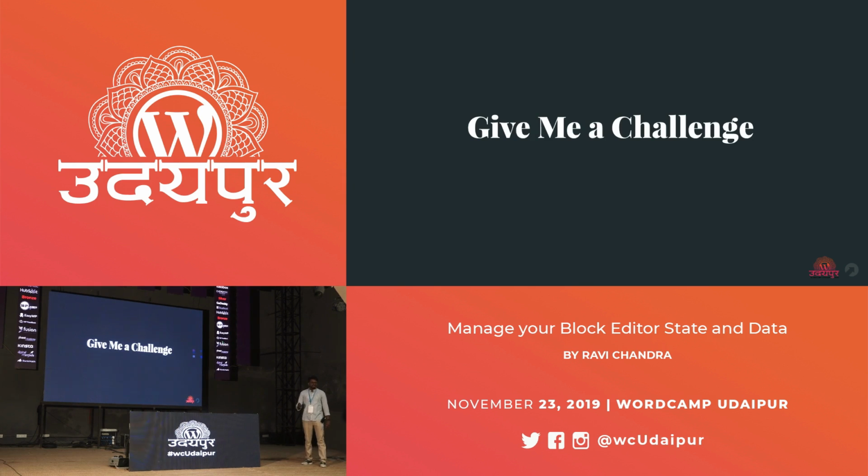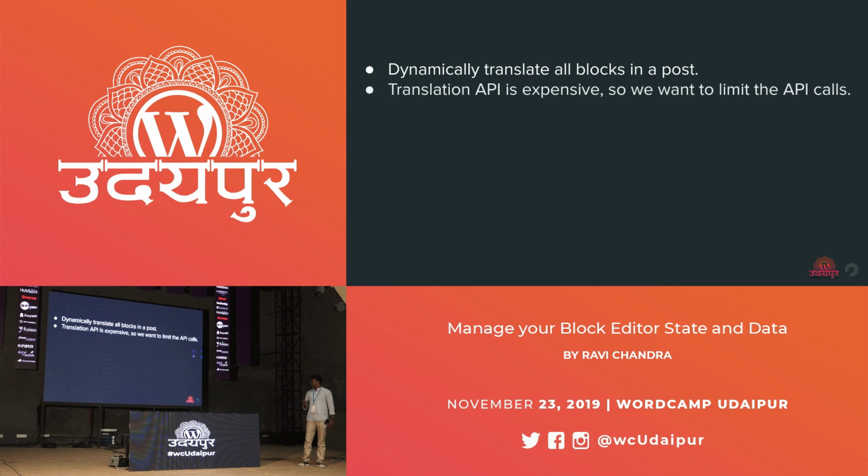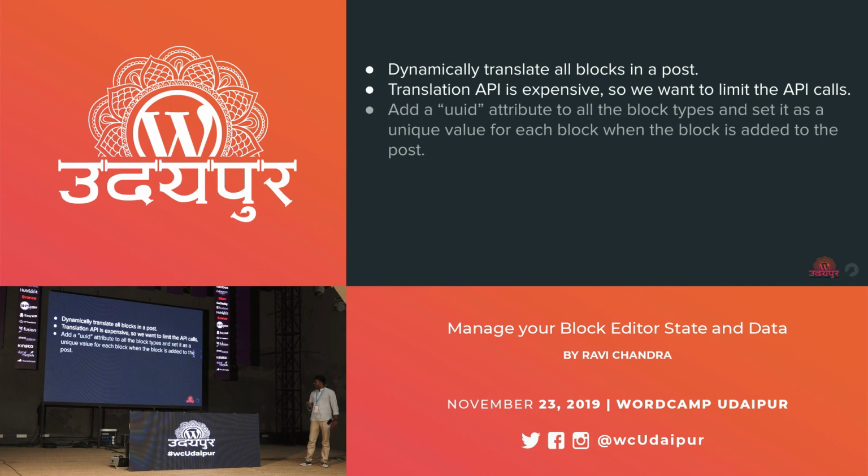Easy so far? Okay, let's look at more challenging examples. Let's say you have a lot of blocks in all your posts, but you want to translate them into different languages. But your translation API is very expensive. We are charged by every API call, and it gets pretty expensive. So you want to limit the number of calls you want to make. How do you do that? This is one of the solutions.